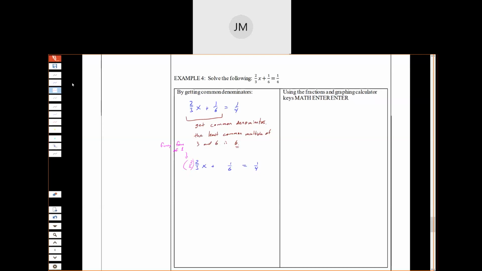Okay. When you multiply fractions, multiply straight across. When you add or subtract fractions, they have to have the same denominator.